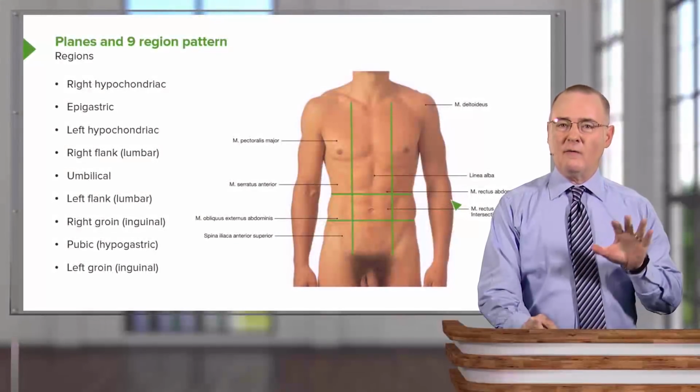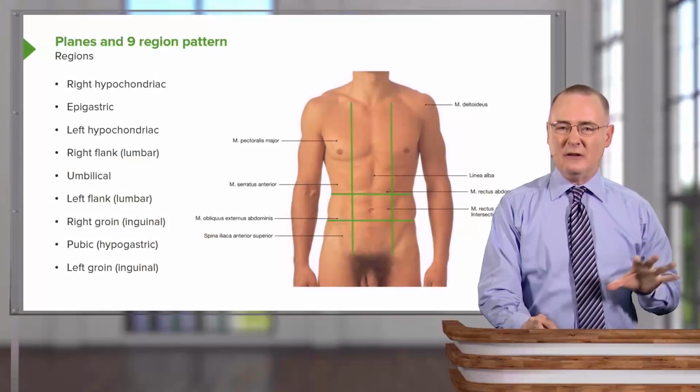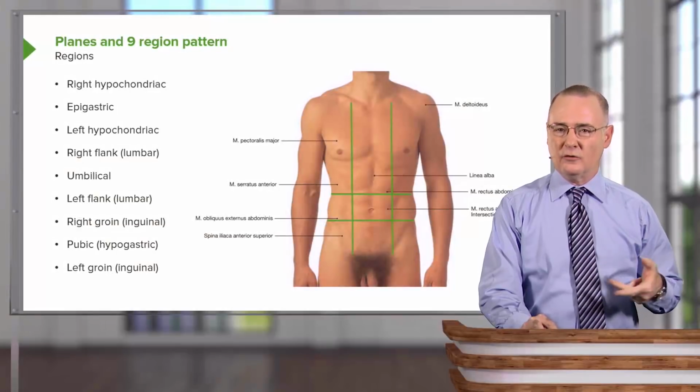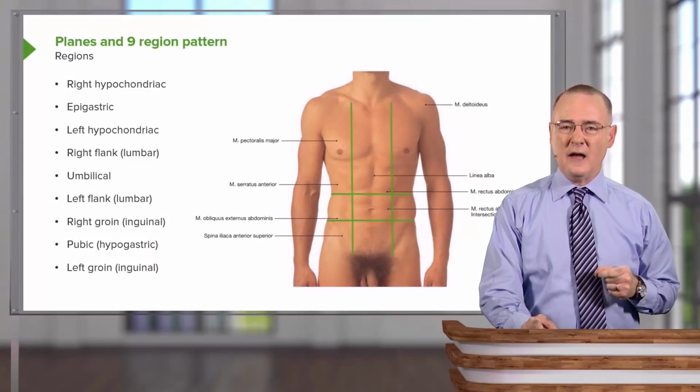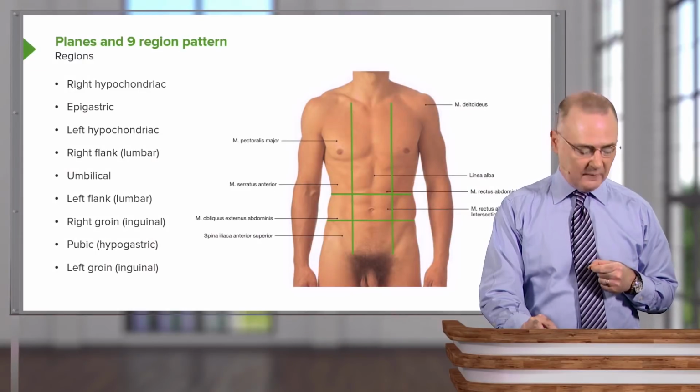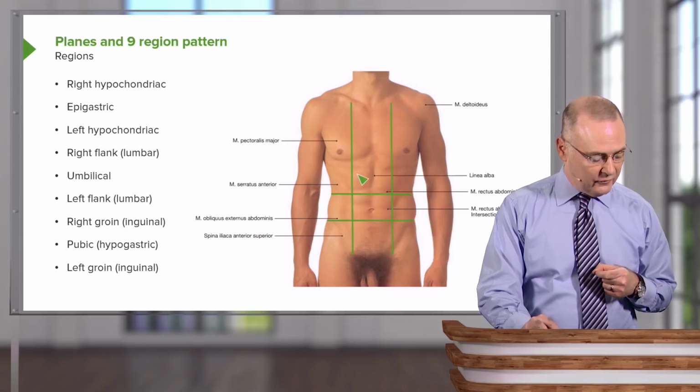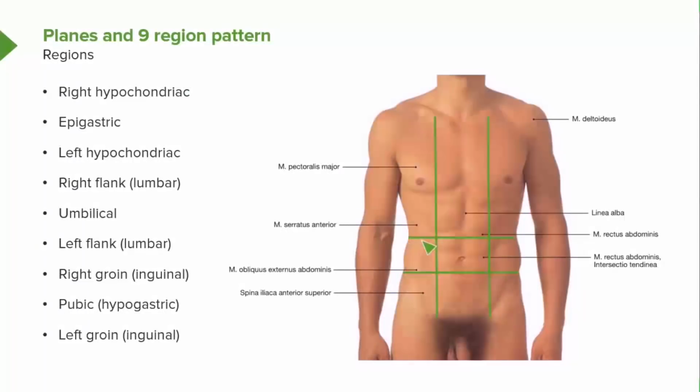As a result of overlying the anterior and even the lateral abdominal wall with these 2 vertical and 2 horizontal planes, we now have a 9-region pattern. We have 3 regions in the upper area shown here. We have 3 regions in the middle region or area, and we have 3 regions below. These are named. This is the right hypochondriac region. This is the epigastric region. This then is the left hypochondriac region.